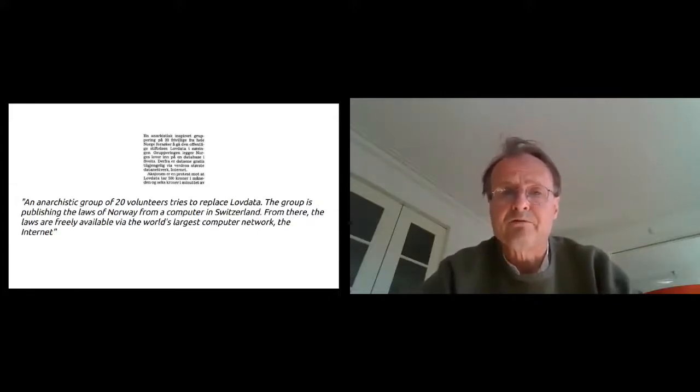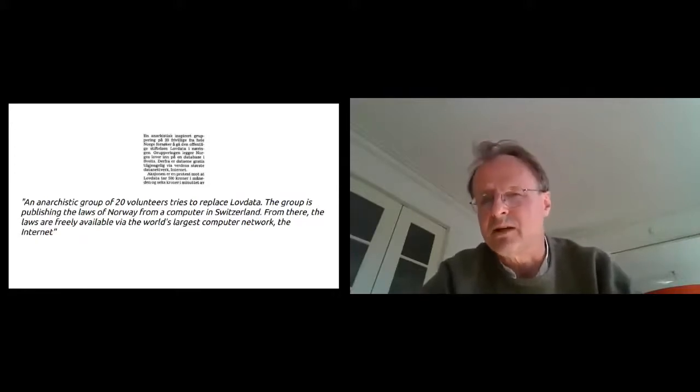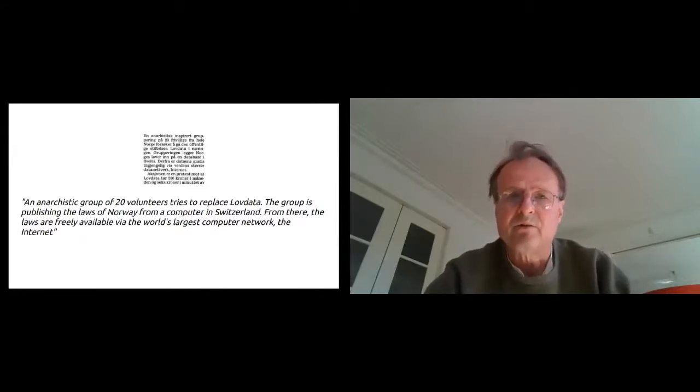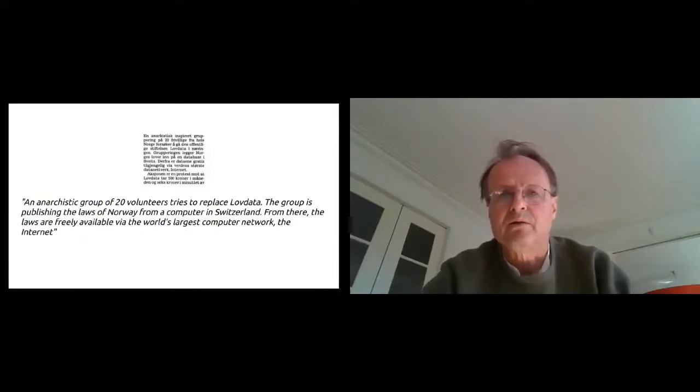But for a normal citizen who also was interested in, how does this society function really? What does the law say about this and that? You don't really want to pay for that. You've already paid through taxes. You paid the parliament to enact these laws. So we thought, laws should be freely available.